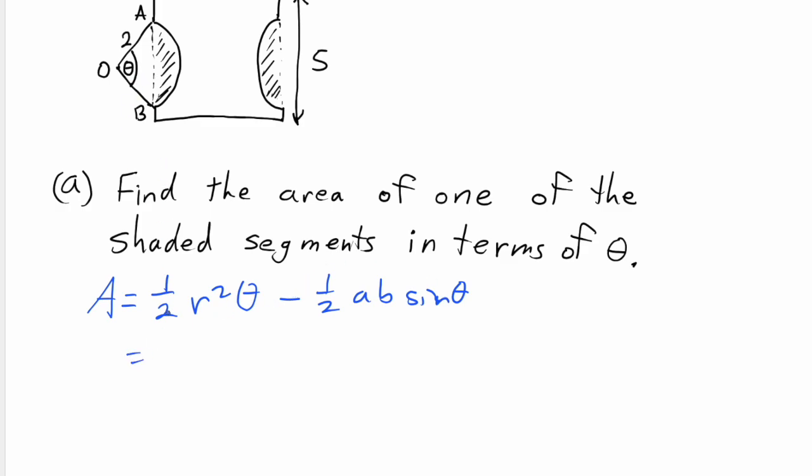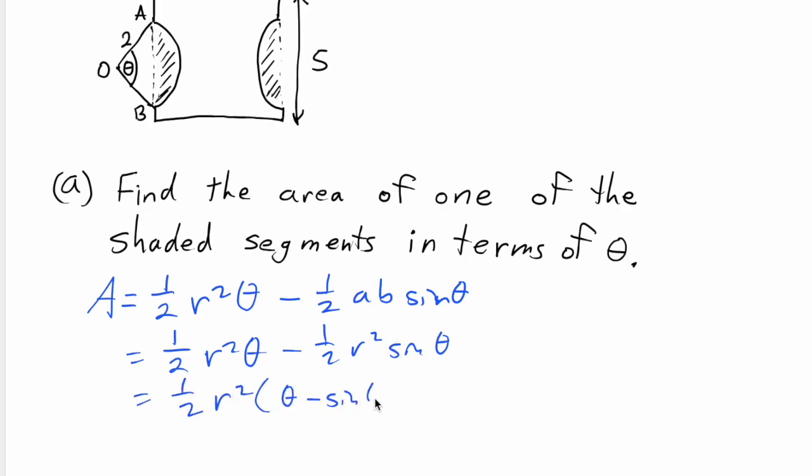But in the case of these little circular segments, actually let's factor this out first. Okay, actually let's rewrite this as half r squared sine theta. Okay, because the A and the B are the sides of the triangle and they're both r. And you can actually factor it out to get this. Okay, this is a general formula for the area of a segment.